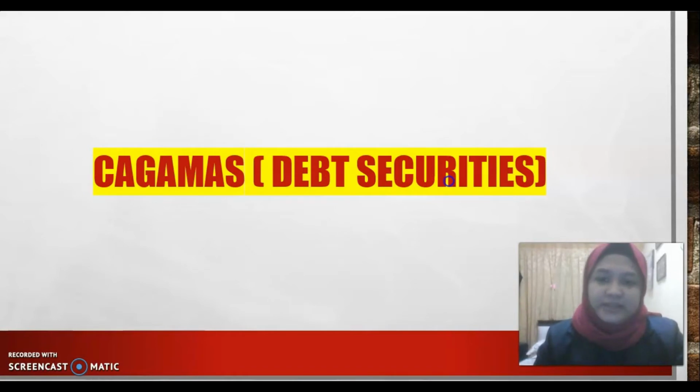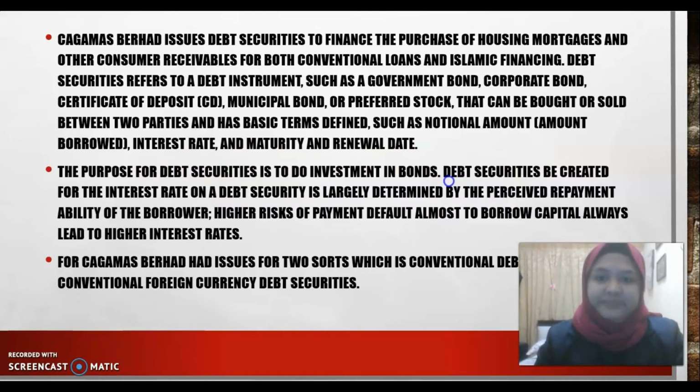Next instrument is Cagamas debt security. Cagamas Berhad issues debt security to finance the purchase of housing mortgages and other consumer receivables for both conventional loans and Islamic financing. Debt security refers to a debt instrument such as a government bond, corporate bond, certificate of deposit, municipal bond, or preferred stock.